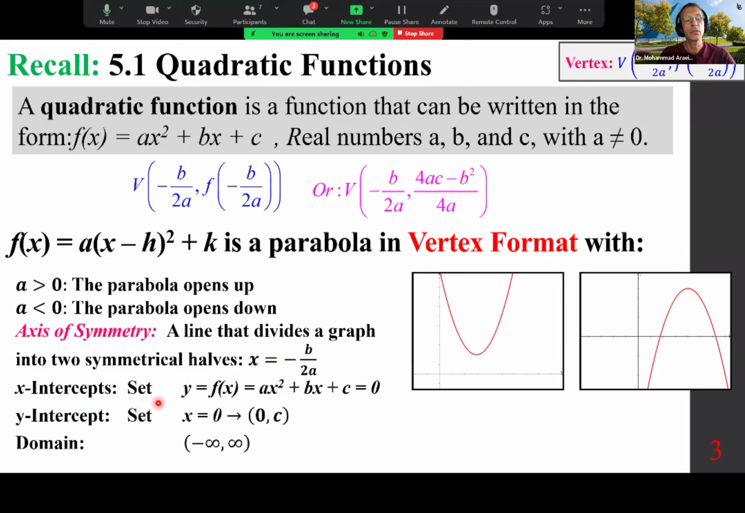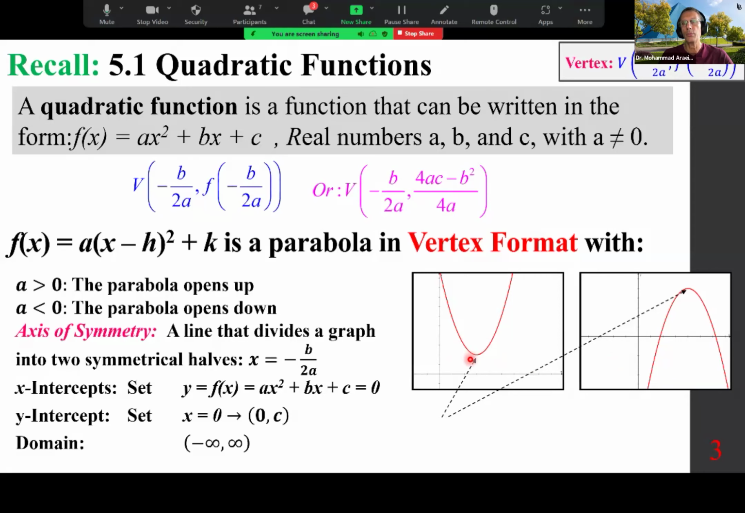X-intercepts, as always, you set y equal to 0. Y-intercept, you set x equal to 0. So if you go back to this one, you notice that when x is 0, y is c. The domain is always all real numbers, but the range depends. If it opens up, from the y coordinate of the vertex to infinity; if it opens down, from negative infinity to the y coordinate of the vertex.